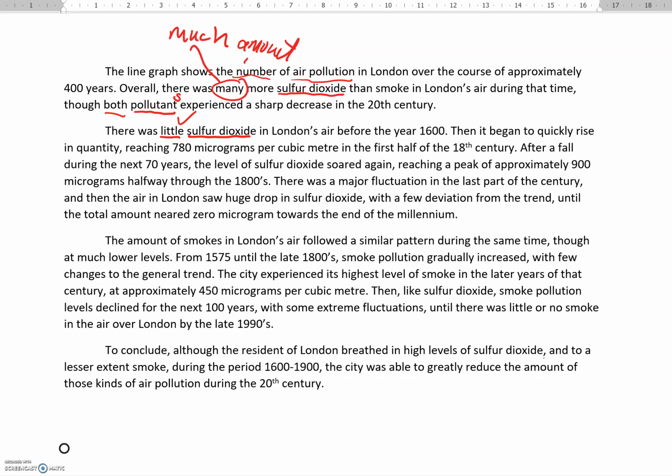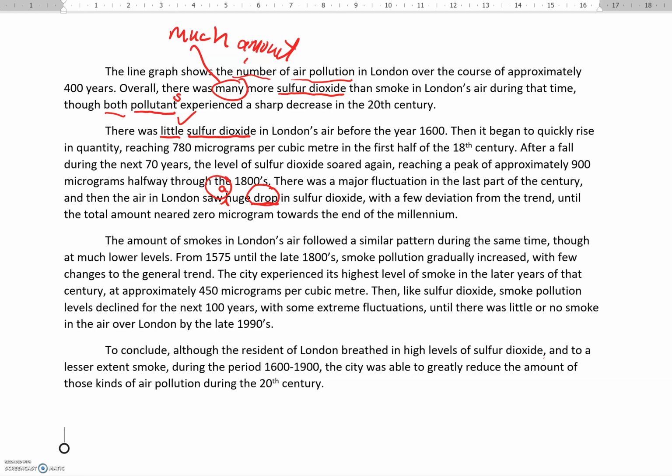Well, drop is a count noun, but it's singular. And when you have a singular count noun, you generally need some kind of article. In this case, a huge drop in sulfur dioxide. Okay. So articles are difficult, but please remember that rule. If you have a singular count noun, then you generally need an article like a or the.